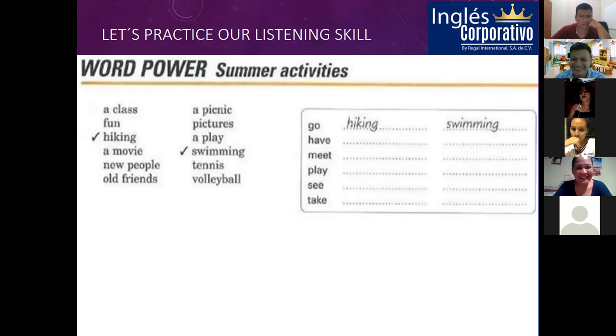¿En serio? No, estaba apagado él. Yeah, I know. Pero sí, estoy aquí. Yeah, I know.